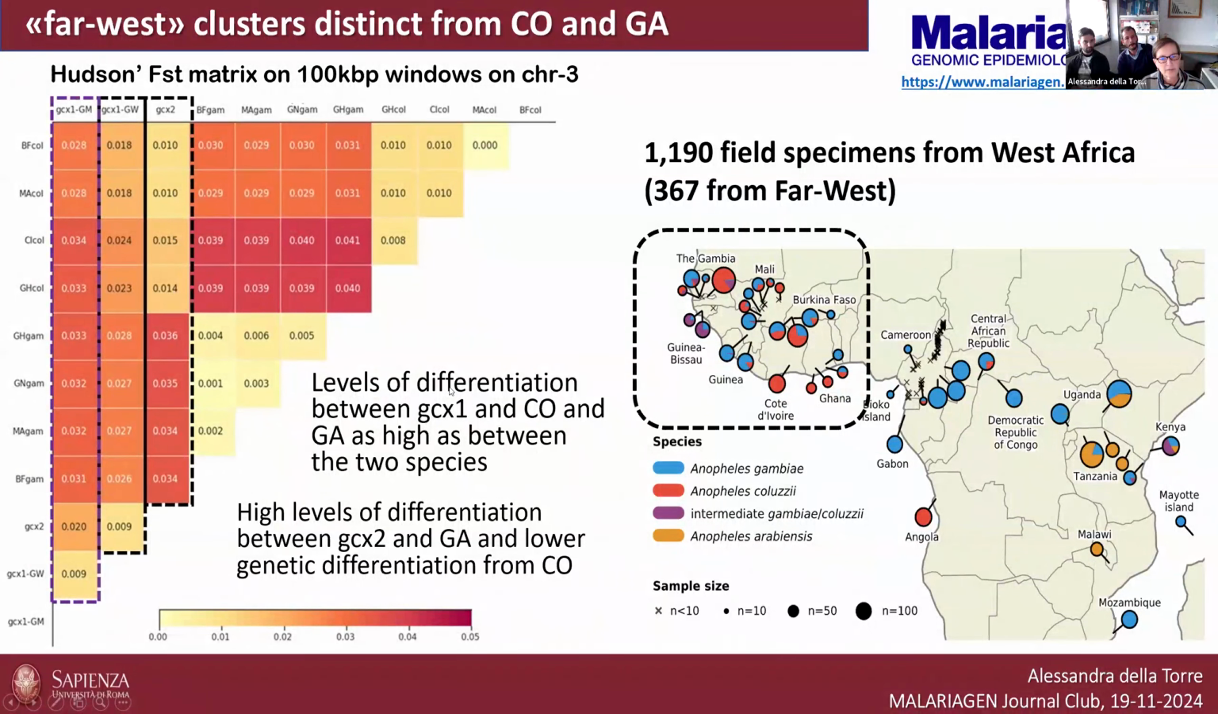a much lower one with coluzzii. So at least in the case of GX1, we see a level of differentiation which is consistent with an interspecific one, the one that we observe between gambiae and coluzzii. And this leads us to show that they are really something different, strongly differentiated from what we knew before.